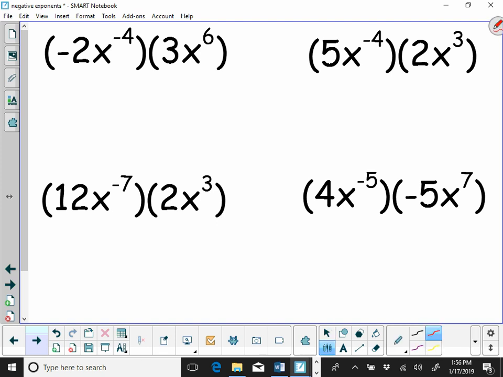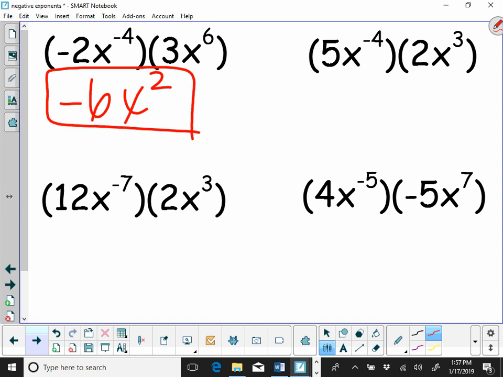Now we're going to start combining all of your exponent rules together, okay? So to begin with, in this first problem, just using our regular exponent rules, what would I do? Multiply negative 2 times 3, it gives me negative 6, and what do we do to our exponents? Add them. What's negative 4 plus 6? All right, do I have a negative exponent? Nope, so I'm done. That was old stuff. Don't do that in your sleep.